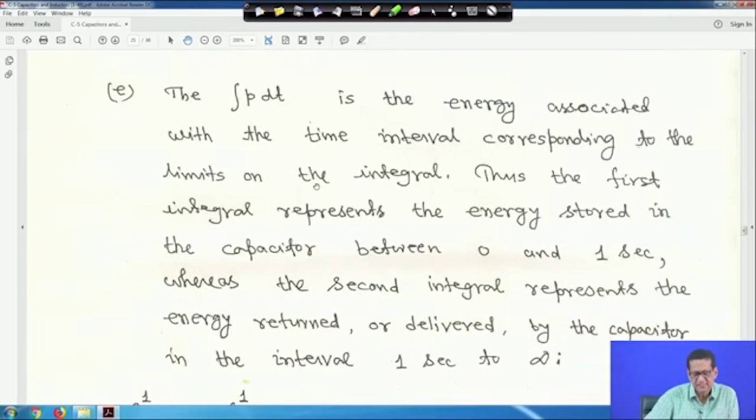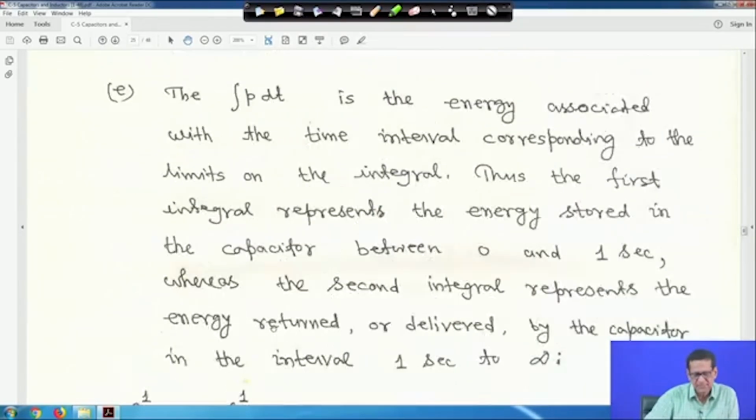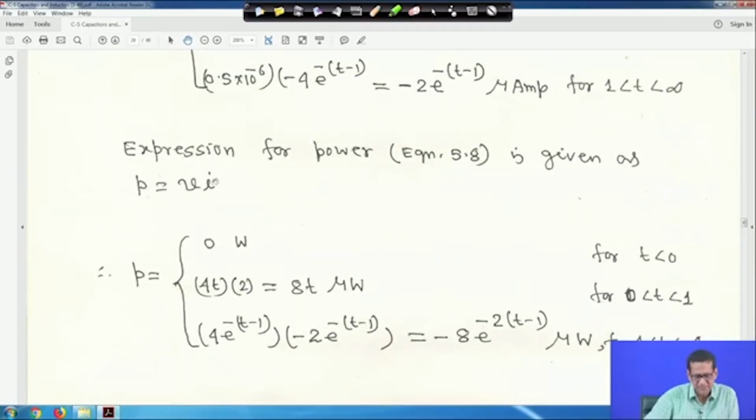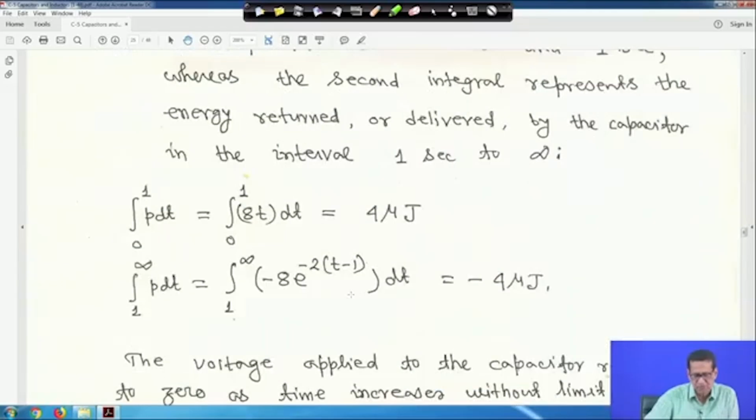Now next is the integration of p dt. It is the energy associated with the time interval corresponding to the limits on the integral. Thus, the first integral represents the energy stored in the capacitor, because if you look at it, it is 0 to 1 of p dt, where p is positive. And p is equal to v into i, as we have given earlier. So, it is 8t microwatt. Here you see that it is energy being stored.